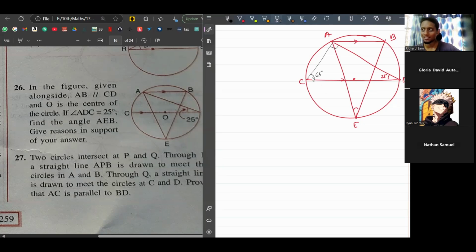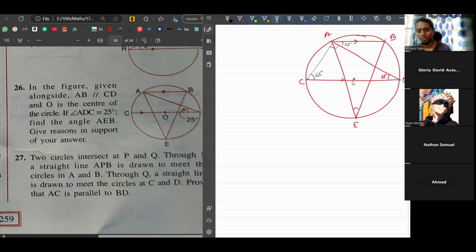Now look, we got it actually. Did we? No, not yet, almost. DAB, this one? Yes. So this is 25, so this will also be 25. Alternate interior angles because of the parallel lines. Next what?